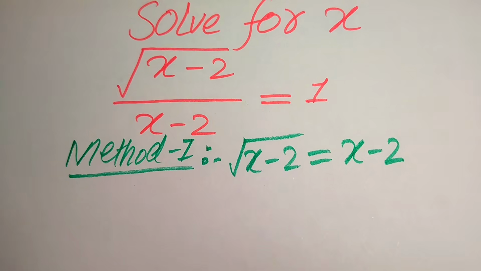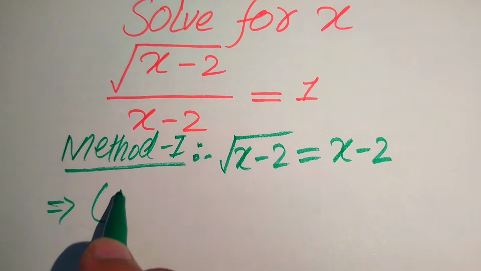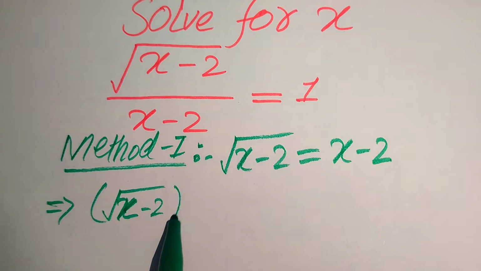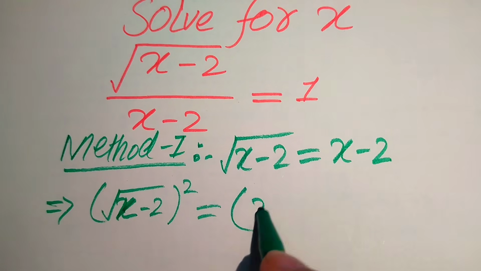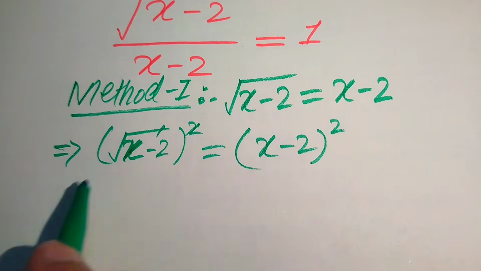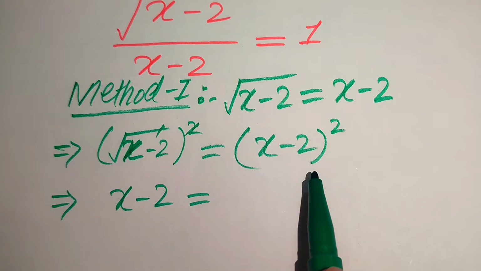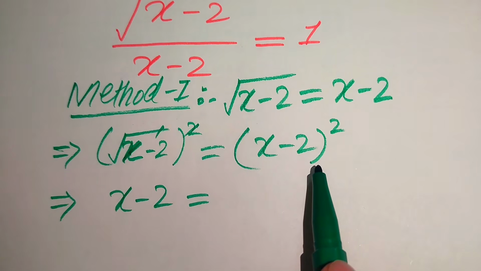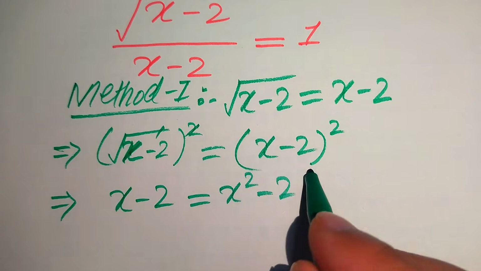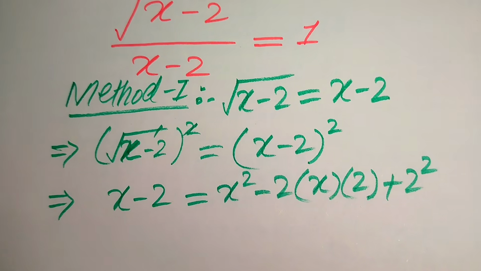And further in the next step, we need to remove the square root sign from the left hand side, and for this we will apply squaring on both sides, and it will be written as (√(x−2))² = (x−2)². Further, the square and the square root are gone, and we will get x − 2 equals, here in the right hand side we need to apply the algebraic formula, and it will be written as x² − 2 times x times 2 + 2².